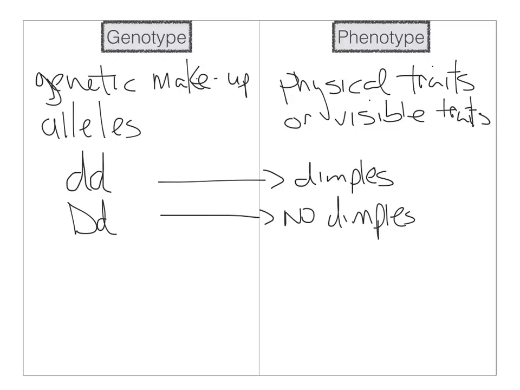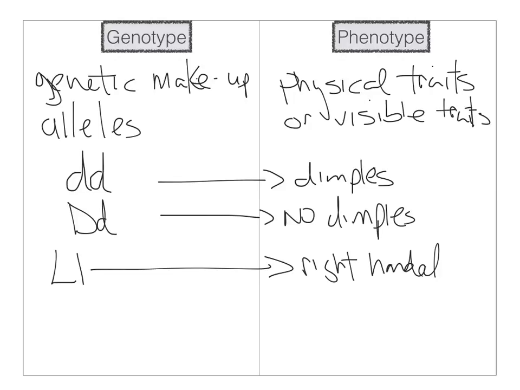If we're talking about left and right-handedness, so whether or not you are left-handed or right-handed, if right-handed is dominant, this would be right-handed. This would be your genotype. This would be your phenotype. Lowercase l, lowercase l, then you would be left-handed. Okay. So the combination of your alleles is your genotype. How that is expressed physically is your phenotype.